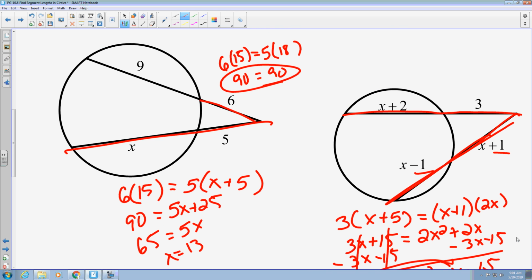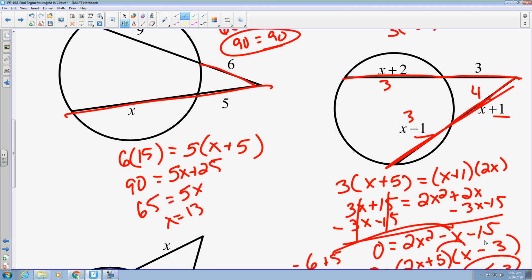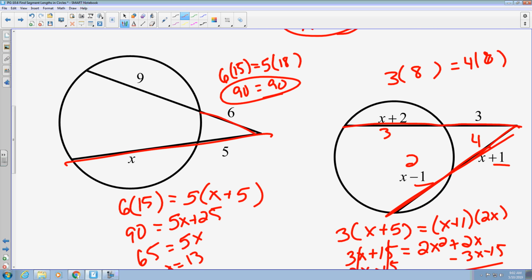So if we looked up here, this would be like 3 times, so if that was 3, that'd be 5, and 5 and 3 is 8. That would then be equal to, so this would be 4, this would be 3, so then it would be 4 times, oh, this would be 2, I'm sorry. This would be 2, which would make it 4 and 6, so 24 equals 24.